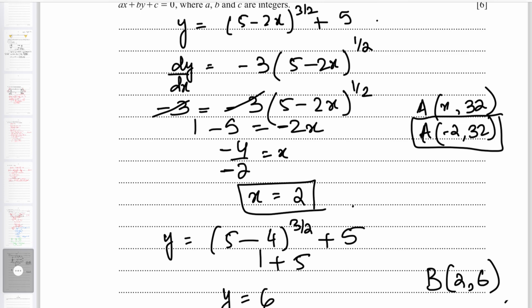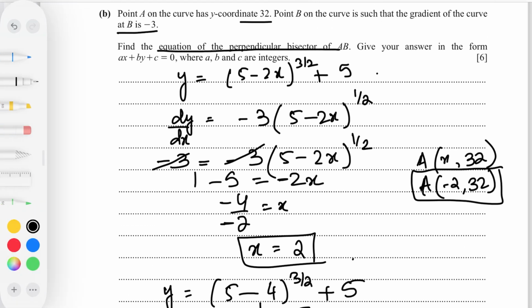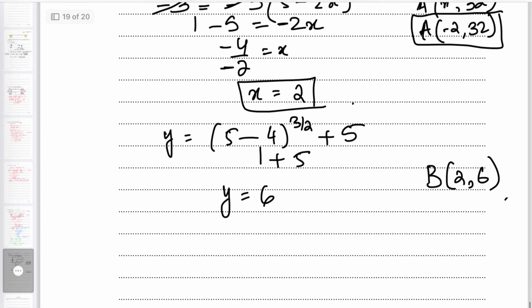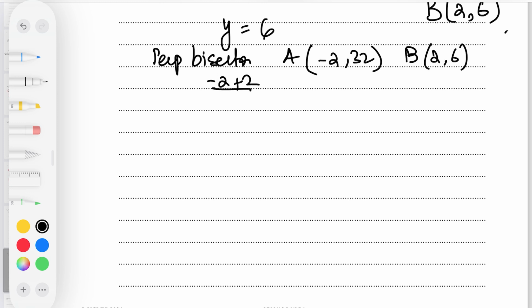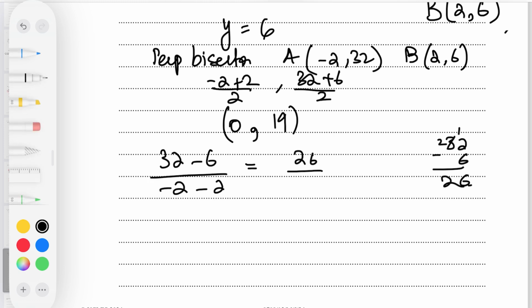Now they want us to find the equation of the perpendicular bisector of AB. Perpendicular bisector means A is minus 2 comma 32, B is 2 comma 6. I find out my midpoint first. 0, and this is going to be 19. Find out the gradient. Gradient comes out to be minus 13 upon 2. Now, since they say perpendicular bisector, my gradient will become 2 upon 13.